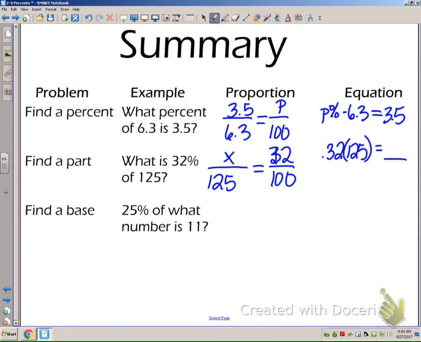And sometimes we're finding the base. So 25% of, so we know the percent, 25 over 100, of what number? We don't know. Is 11. So is over of, where the of is what we don't know, equals percent over 100. Or I can look at it as 25% of what number is 11.